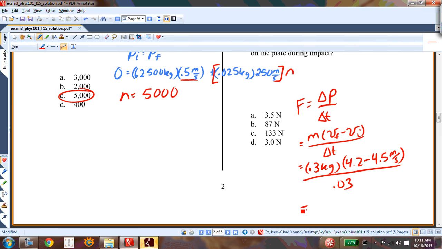Oops. That's 0.3. Oh, I made a mistake here, actually. A lot of you probably made the same mistake, or hopefully not many of you. But I have VF minus VI. My VI is actually negative. So these two go away to make a positive. And so I get 0.3 times 8.7 divided by 0.03. 0.3 times 8.7, that's 2.61, divided by 0.03. I get 87 newtons.